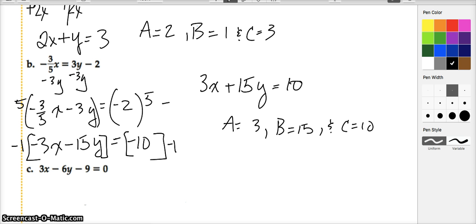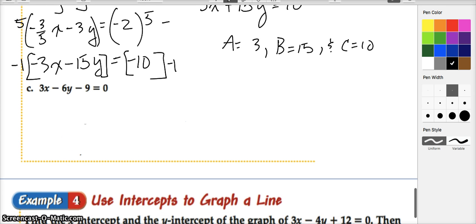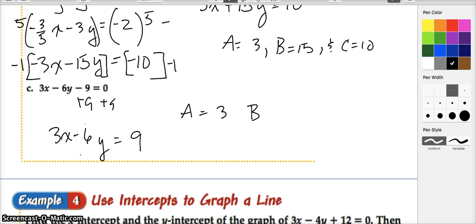All right? And finally, we need to just do this guy. Remember, we want the a term and the b term, the ax and the by, on one side. We need to get this constant over, and when I do that, I just add 9 to both sides. I get 3x minus 6y is equal to 9, and I'm good. A is equal to 3, b is equal to -6, and c is equal to +9.